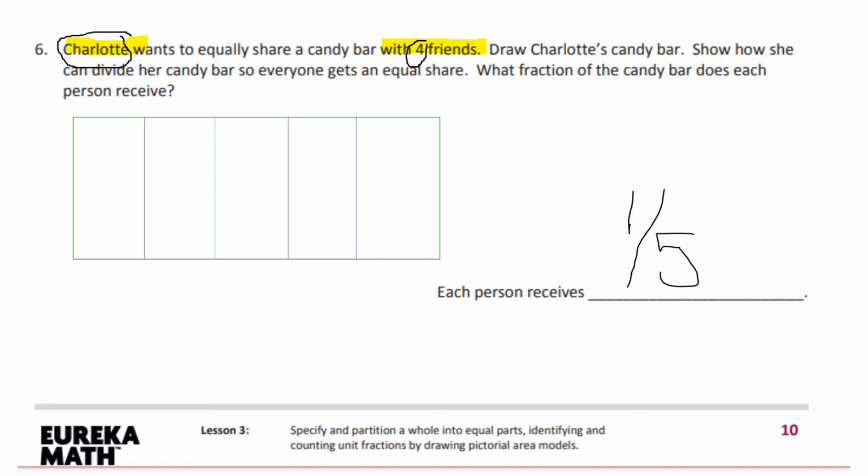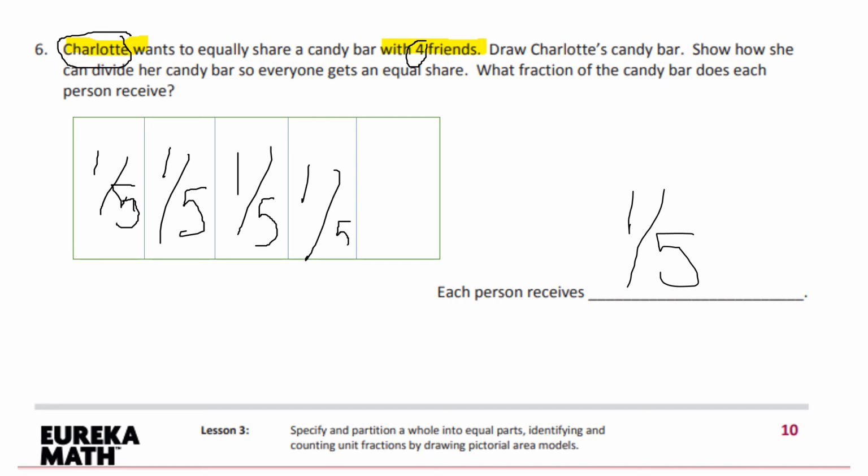So if you see my rectangle, I put 1, 2, 3, 4, 5. So we have 1, 2, 3, 4. So that could be the friends, and then here is Charlotte as the 5th. So there you go. That was problem set 3 for Eureka.